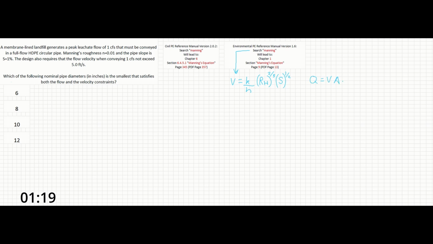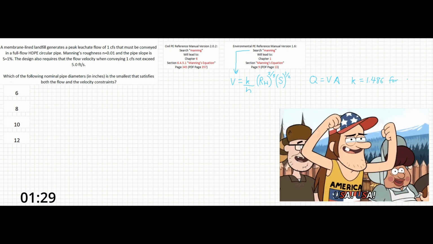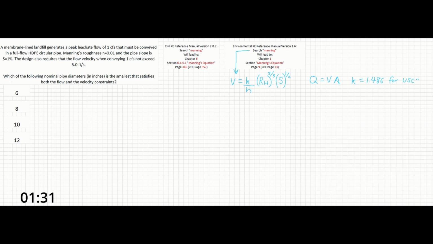If we keep in mind that Q equals VA and K equals 1.486 for US units, we can further expand on this equation. So instead of solving for V, we can instead solve for Q by adding the area term into Manning's equation. This is pretty common, so you've probably already seen it before. And it's going to be Q equals K over n times the area now times the hydraulic radius raised to the 2/3 times the slope to the 1/2.